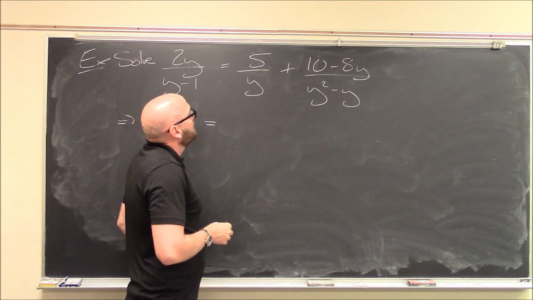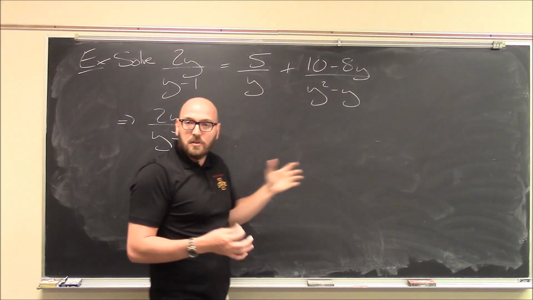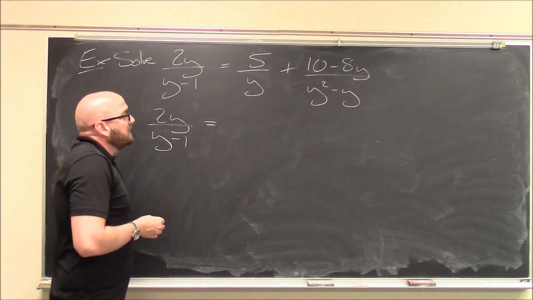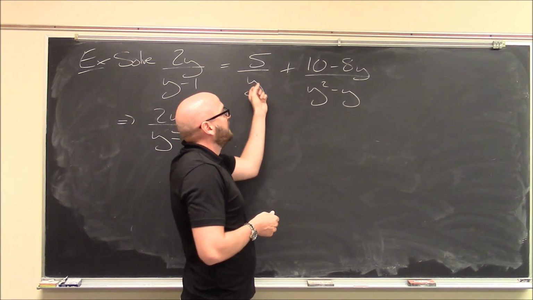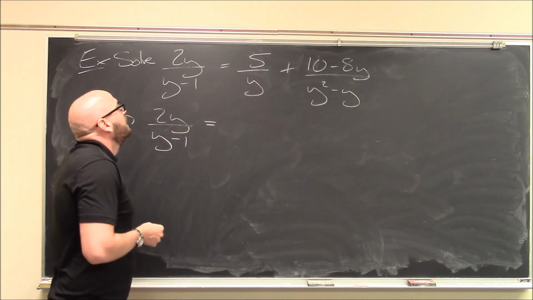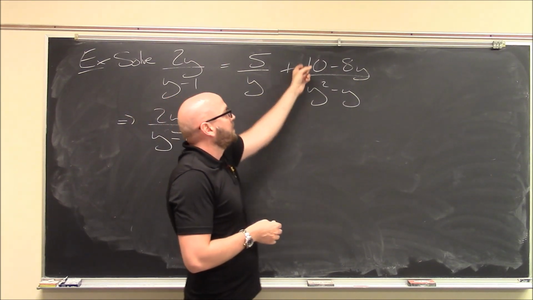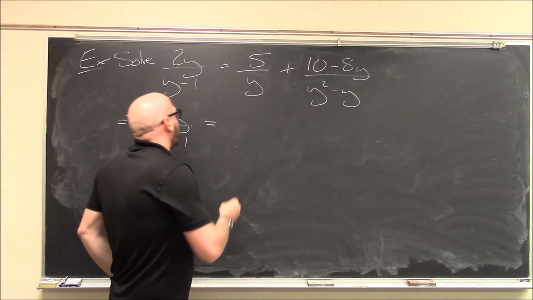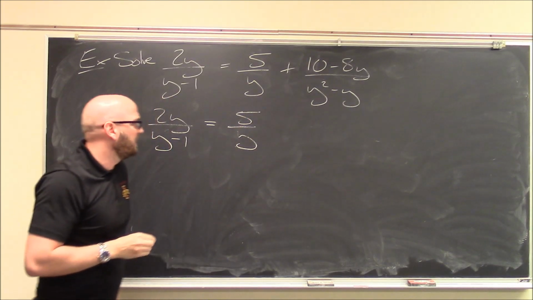And then on the right, I want a common denominator for these two fractions, so I can combine them. One thing you could do is just freely multiply. You could say, okay, a common multiple between these two would be y times y squared minus y. So I'd multiply top and bottom here by y squared minus y, and top and bottom here by y. But try to think ahead before you do stuff like that.